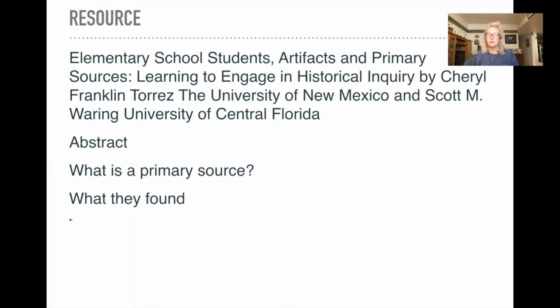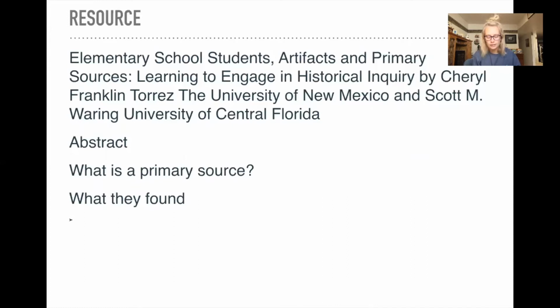So next I'm going to talk about a resource that I found. This was actually a hard topic to find research on. It's just one that hasn't been researched a lot. So I found a resource on primary sources and how they engage students in the classroom. So I'll read the abstract from here.